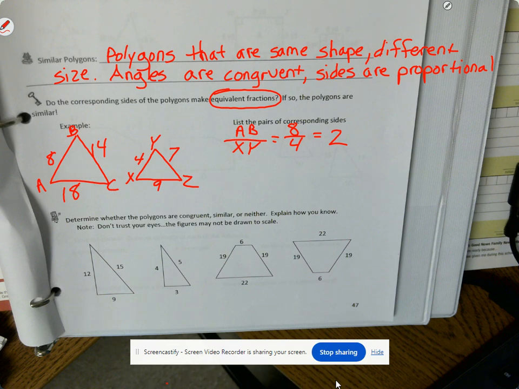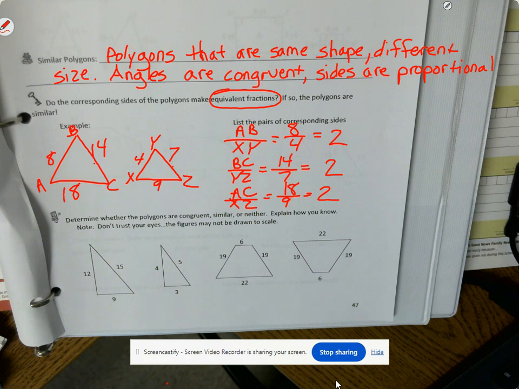I have to look at my next corresponding sides. I look at BC over YZ. So that would be 14 over 7. Ooh, that equals 2. I always have to check all sides. 2 sides can be congruent, and that third or fourth side might not be. You always have to check every single side. So I'm going to check my AC over my XZ, which is 18 over 9. It is the same. I divide it down to being the exact same number.